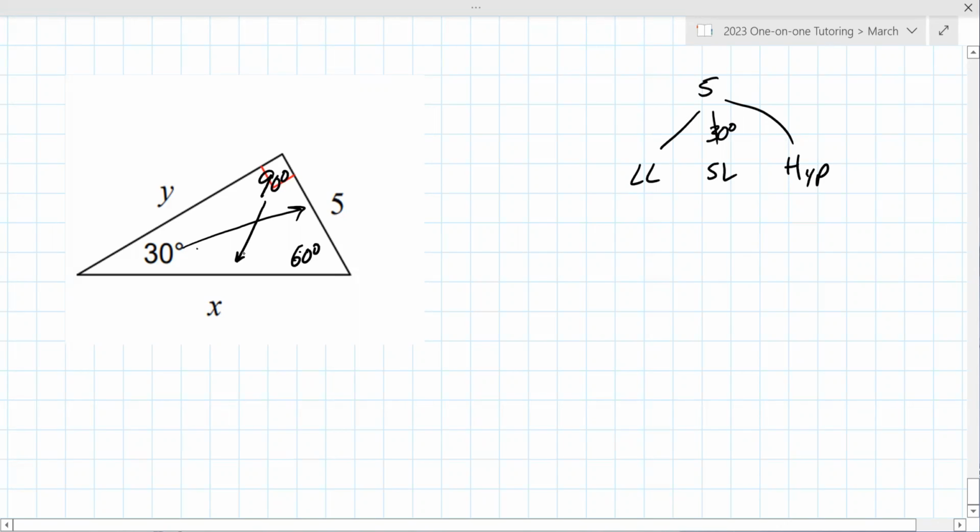Okay. All right. Yeah. I like the hypotenuse. That's always an easy one to be able to identify.